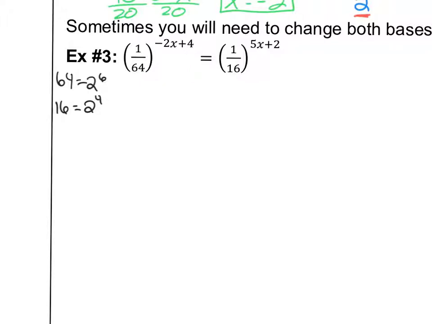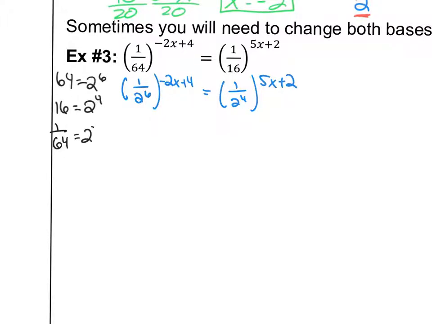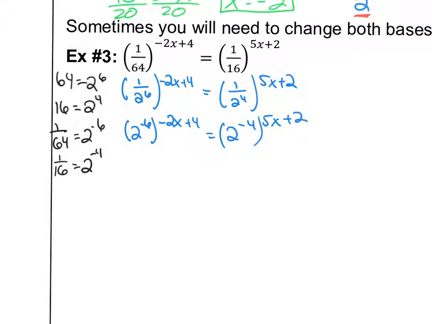So we can rewrite this whole equation as 1 over 2 to the 6th, to the negative 2x plus 4, equals 1 over 2 to the 4th, to the 5x plus 2. And you might have actually seen that we could rewrite 1 over 64 as 2 to the negative 6th, and 1 over 16 as 2 to the negative 4th, because again, we're just taking the reciprocal of it, right? Because that's how we flip the terms up and down over the fraction. So that means we can actually rewrite this as 2 to the negative 6, to the negative 2x plus 4, equals 2 to the negative 4, to the 5x plus 2.